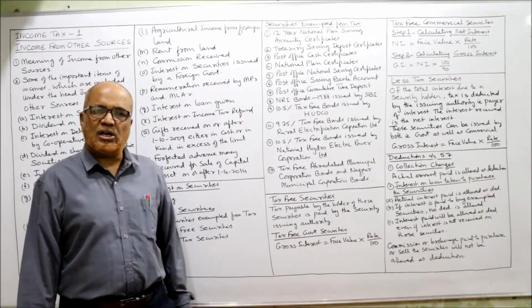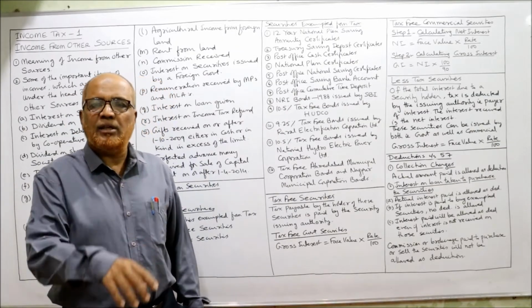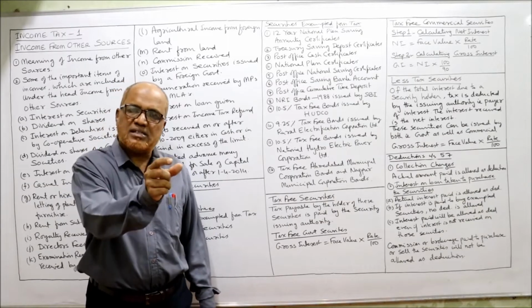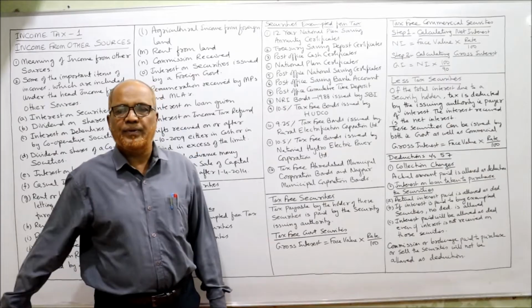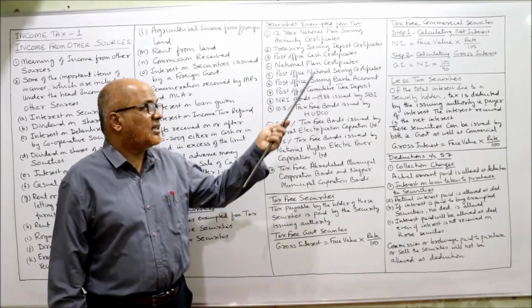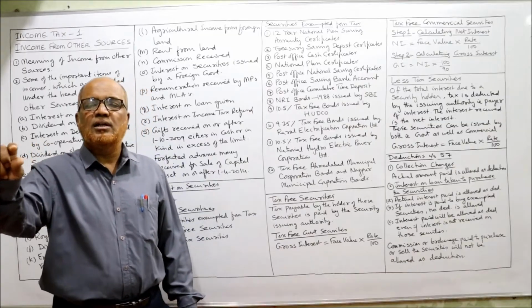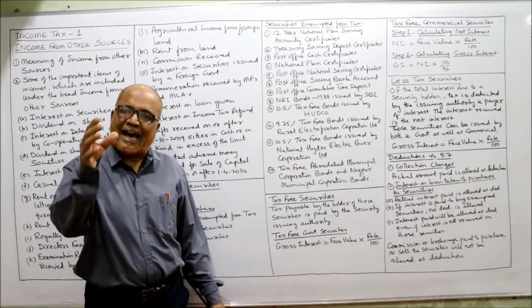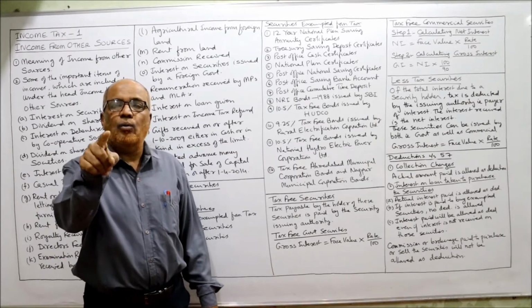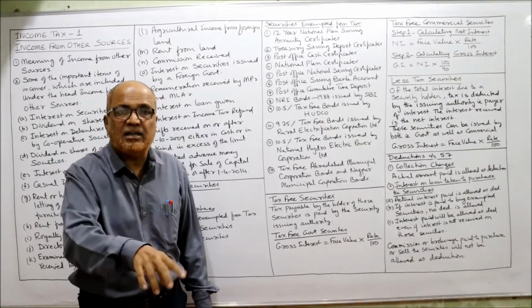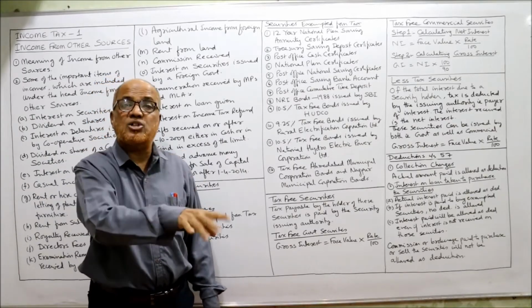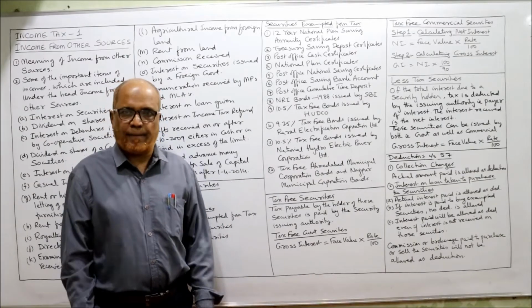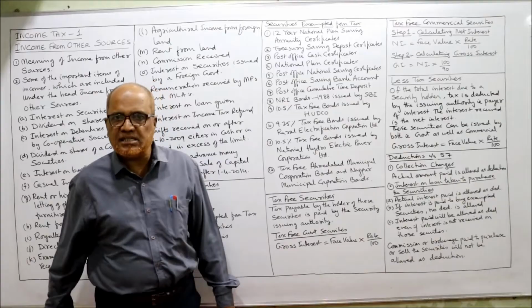Now, while doing the problem, you have to see whether it is exempted from tax security, tax-free security, or less tax security. If it is exempted from tax security, simply give a note that it is exempted from tax security, so interest is not considered. If it is a tax-free security, then you have to see whether it is a tax-free government security or a tax-free commercial security, because the method of calculating the interest is different.